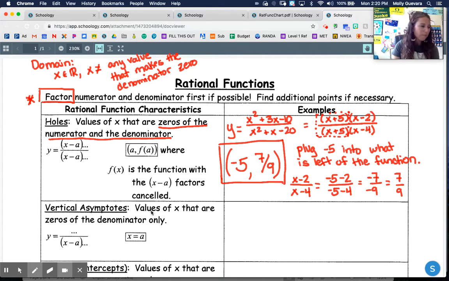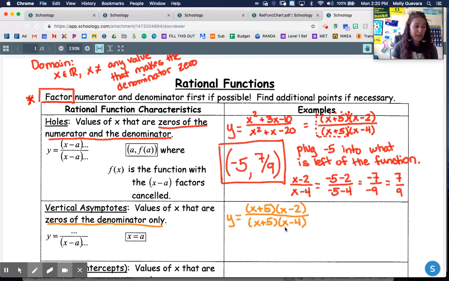Vertical asymptotes are values of x that are zeros of the denominator only. So here we're looking at, is it a 0 on the bottom only? Okay, if I use this same equation, I'm going to go ahead and write the factored form since we already did the work of factoring: x minus 2 over x plus 5, x minus 4. So negative 5 is a 0 of the bottom, but it's also a 0 of the top. That's how we got the hole. So that is not a vertical asymptote.